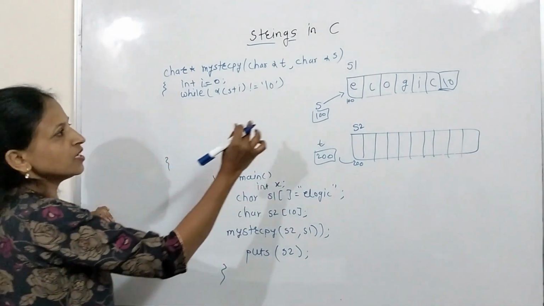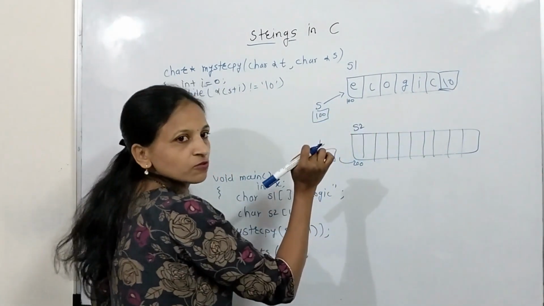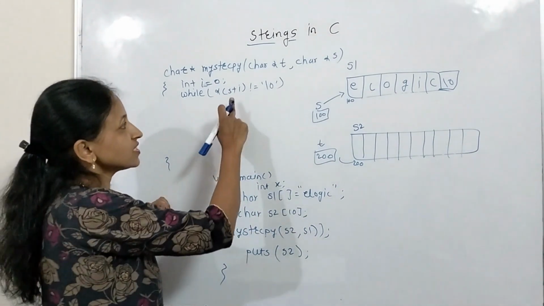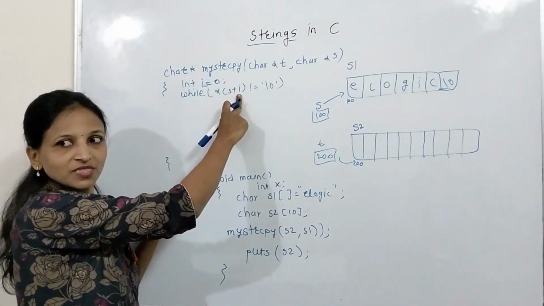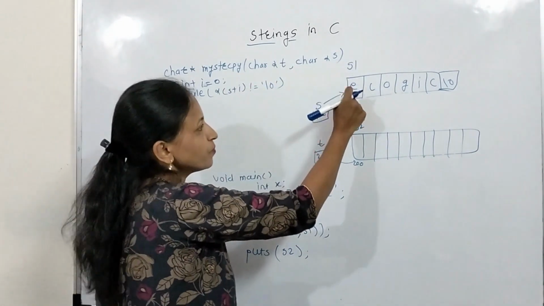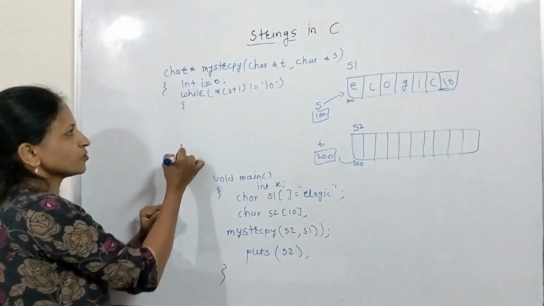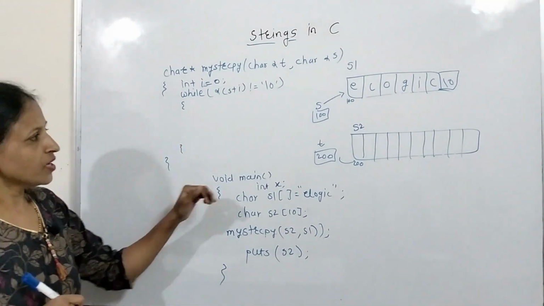while *(s + i) != '\0'. Means still this one is not equal to \0. s plus i means what? *(s + i) means the character at the address is not equal to \0. We have to do this process. What should we do?